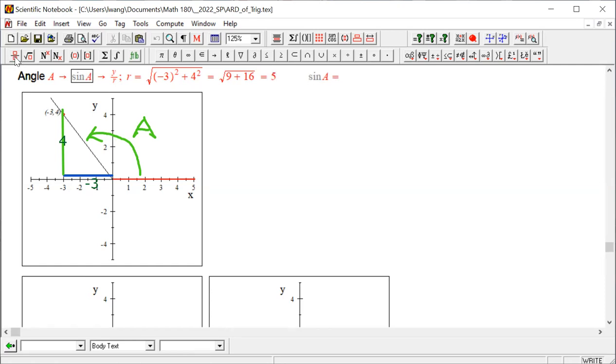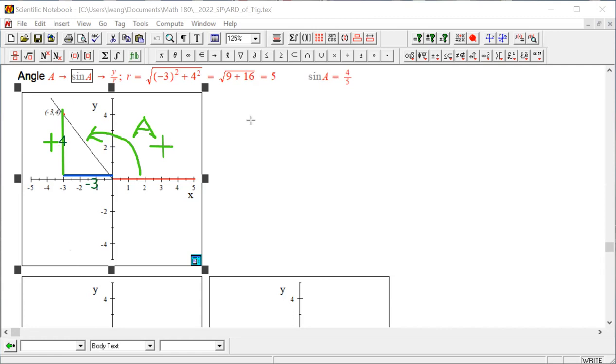Now the sine of A is equal to what? It's y over r. Y is 4, r is 5. You can see in both cases the sine is positive because y is positive in the first quadrant. Y is positive, and that's how sine is positive in the first quadrant and second quadrant.